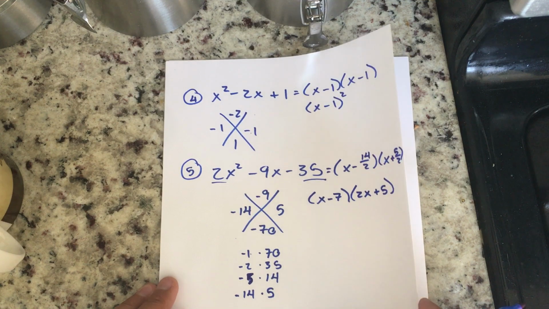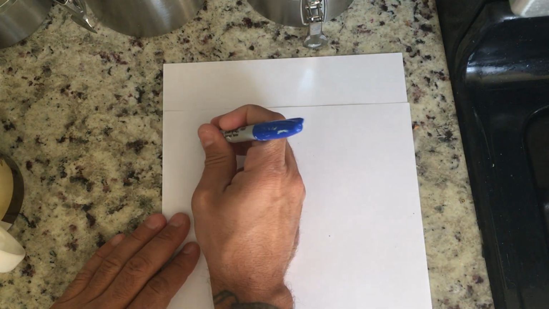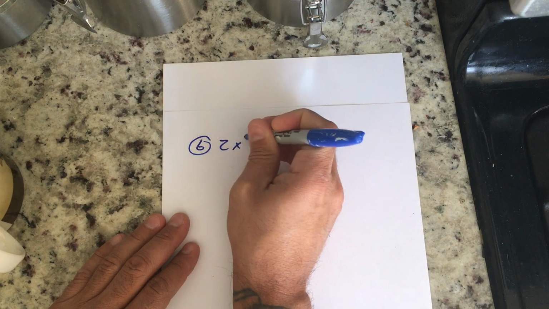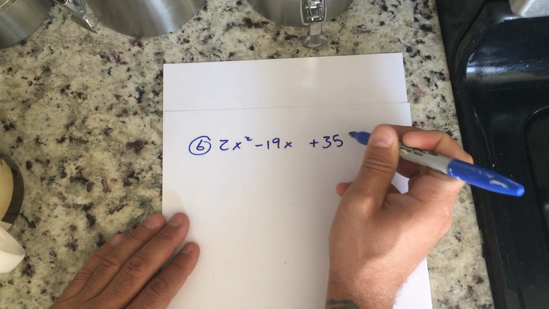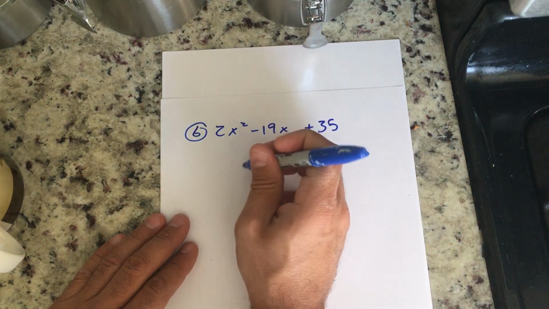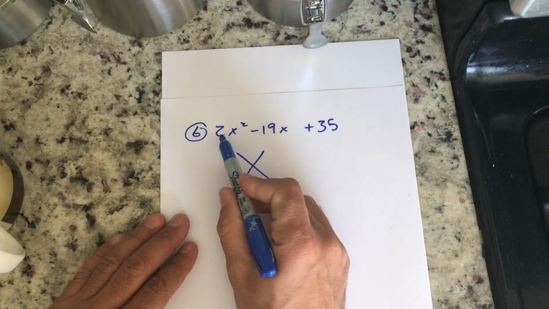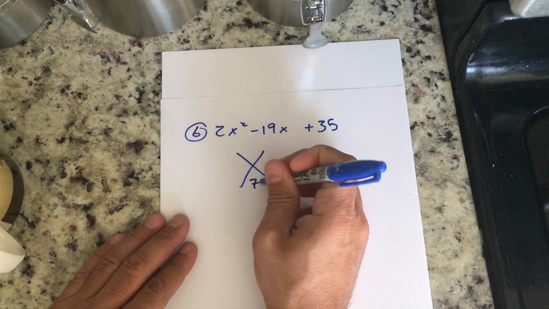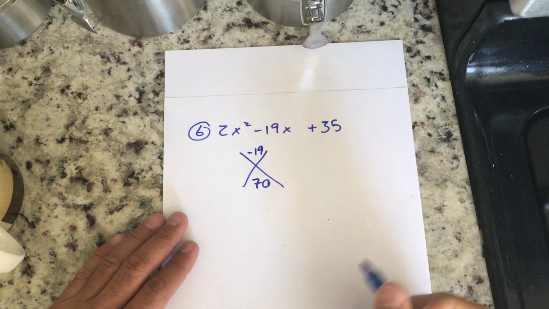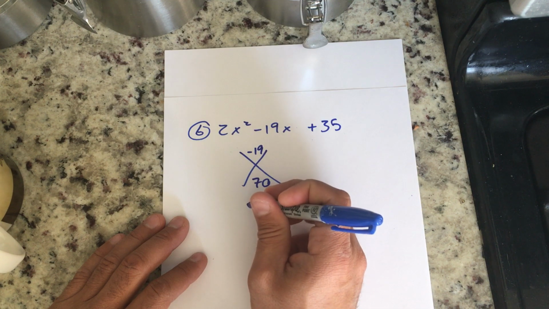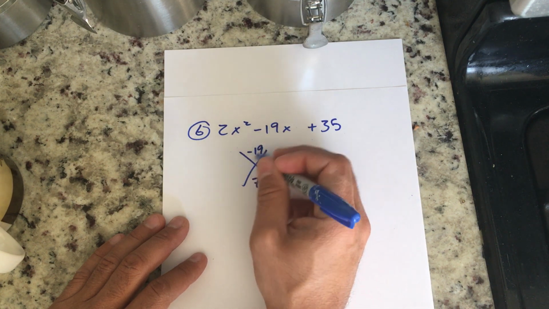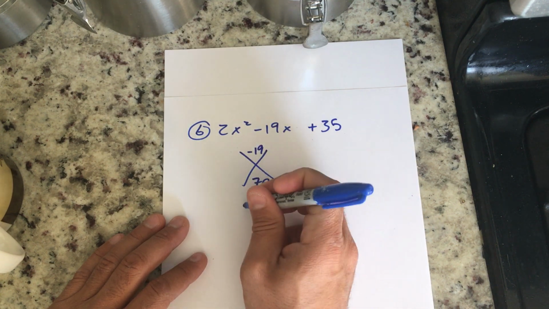Number 6 tells me 2x squared minus 19x plus 35. Is that the same problem? No, but very similar. So I'm going to multiply these together. It gives me 70, and it needs to add to negative 19. So try again. They both have to be negative to add to a negative and multiply to a positive.